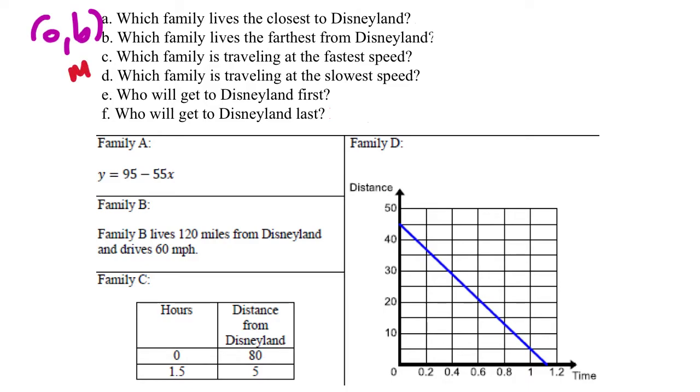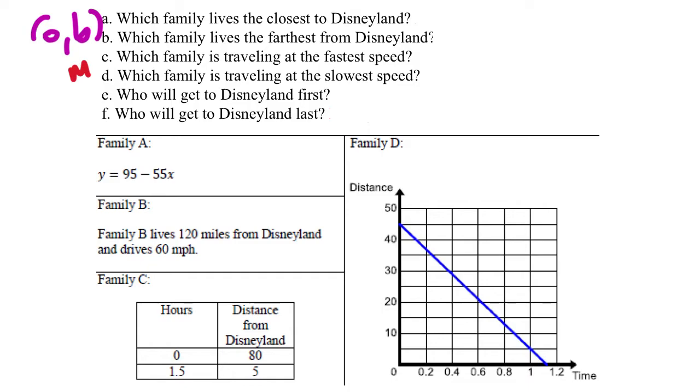So that's parts C and D. That's talking about speed because both of those are rates. Speed is always a rate in distance to time. In this case, it looks like we're dealing with a miles to hours ratio. And then parts E and F are kind of our x-intercepts. We'll just see who gets there first, which means the distance would be 0.